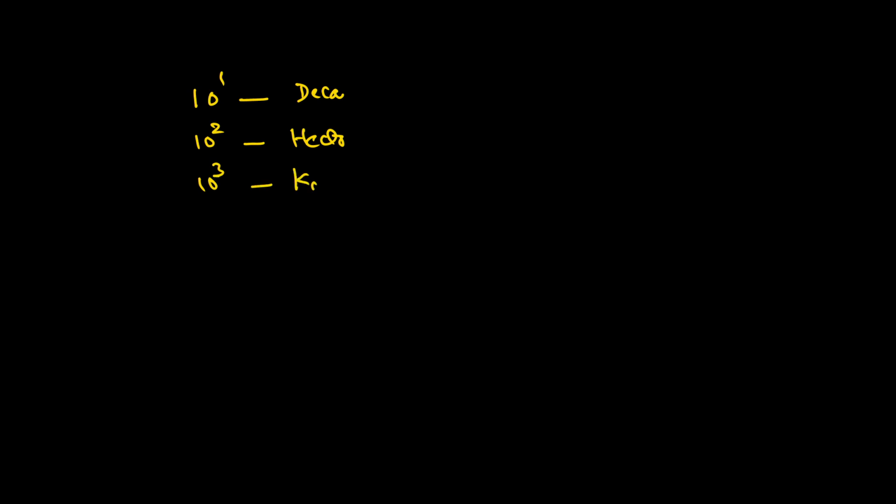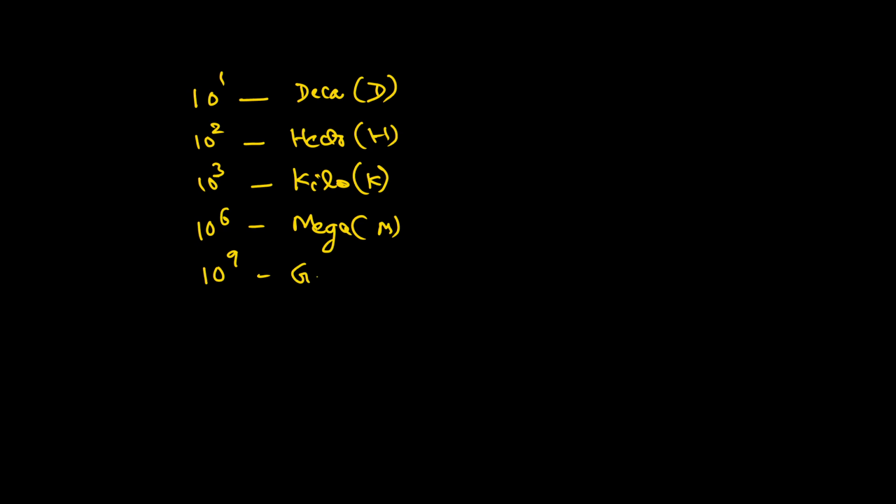We have to use all of these. Kilo is denoted by capital K, hecto by capital H, and deca we can write as capital D. From this, I am writing 10 to the power of 6, which is mega, denoted by capital M. If you write these unit values as capital letters, then we have to understand this value is a positive power of 10. If you write the positive integer 9, 10 to the power of 9, then it is giga, denoted by G.